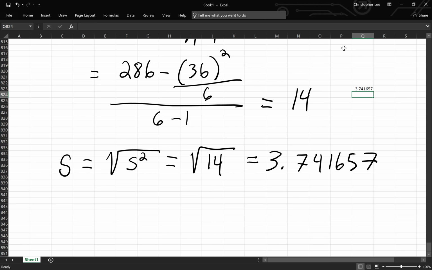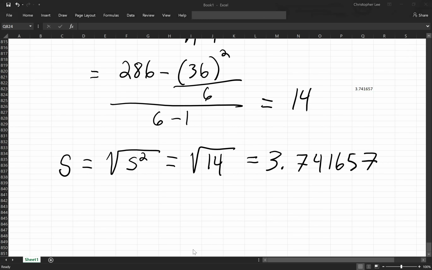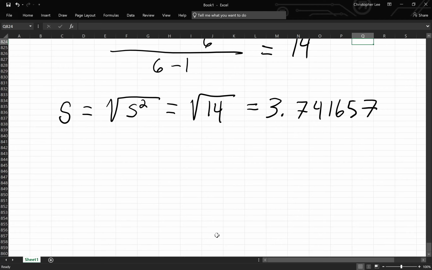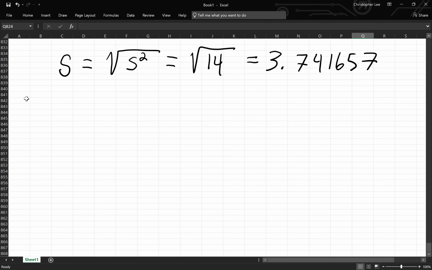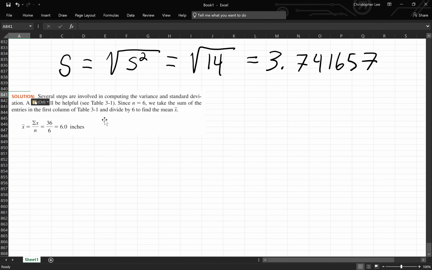Questions on this? Make sense? All right, let's look at the other way. 'Cause I did say that there's 2 ways and they're going to give you the same answer, right? So if we're using the other way to do it, the first thing we got to do is we got to find the mean. All right.